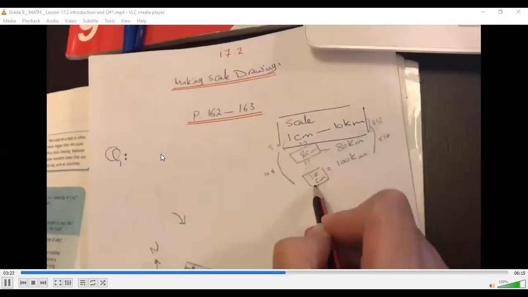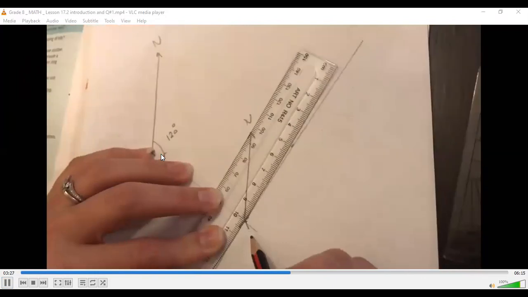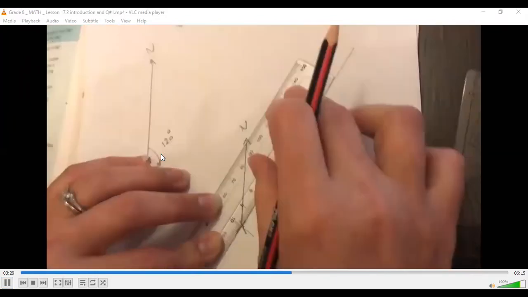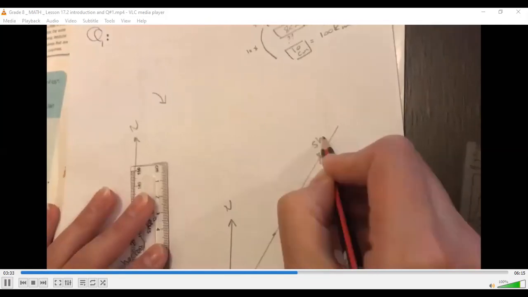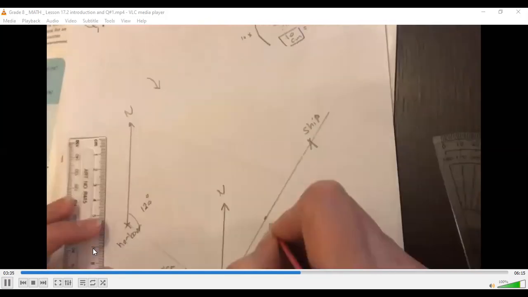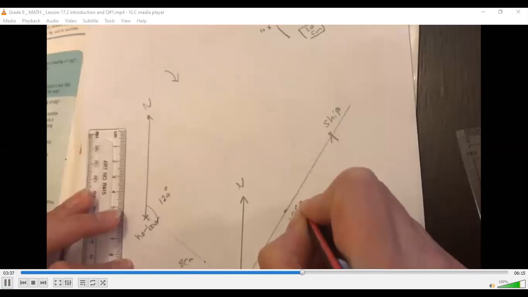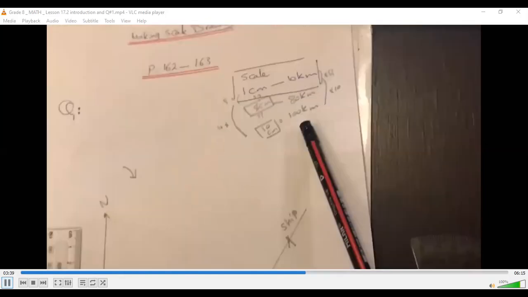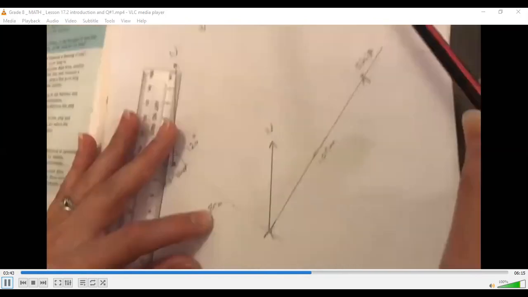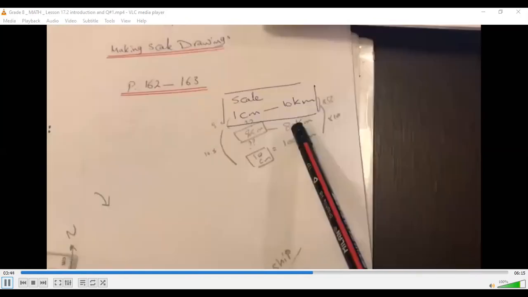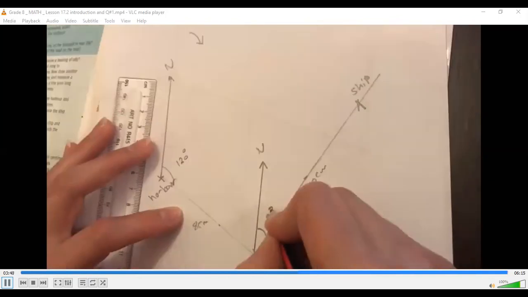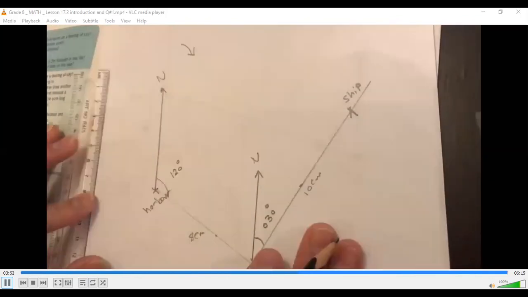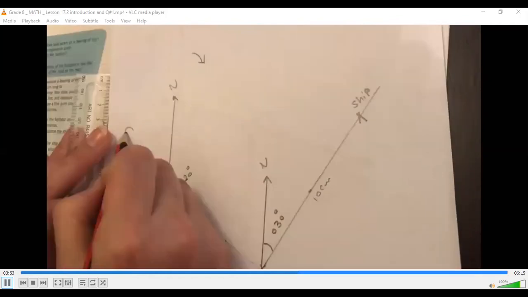So I will go from this point, the starting point, and I will measure 10 centimeters. And this is where the ship is now. Remember that this is 10 centimeters, and these represent 100 kilometers. This is 8 centimeters, that represents 80 kilometers. And don't forget to write your measurement. This is a bearing of 030. So what we did here is only part A.